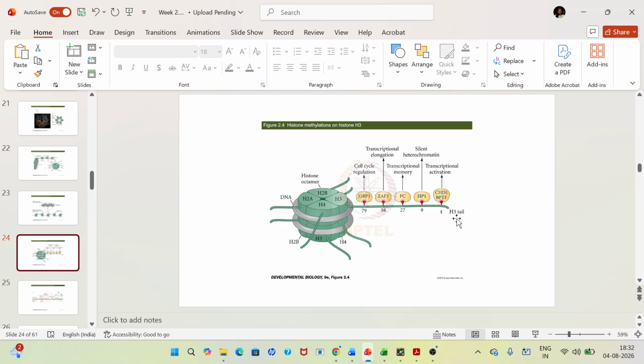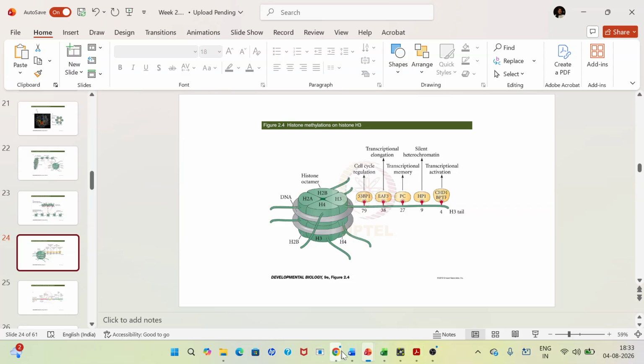So for example, if we are talking about the H3 tail lysine at the fourth position, it gets attached to CHD1 BPTF transcription factor, which leads to transcriptional activation. Here it is not inhibition but it is activation. Another is position 9, which upon attachment with the HP1 transcription factor leads to the silencing of the heterochromatin. Next is position 27, which leads to a transcriptional memory. Next is position 38, which leads to transcriptional elongation. And position 79 leads to cell cycle regulation.